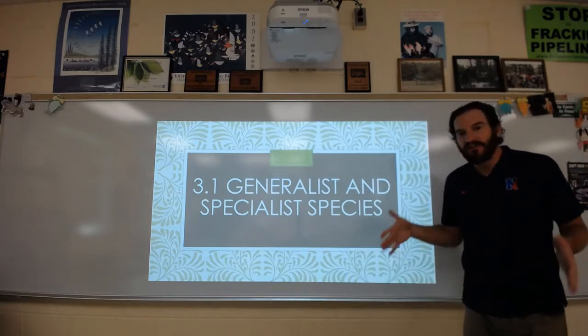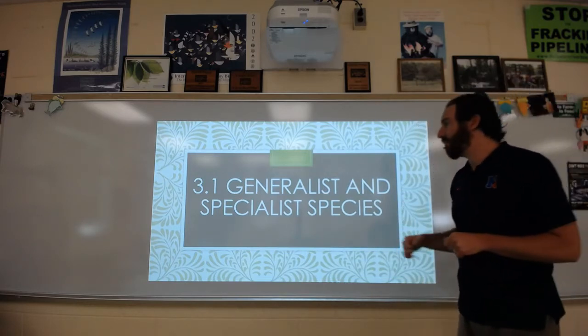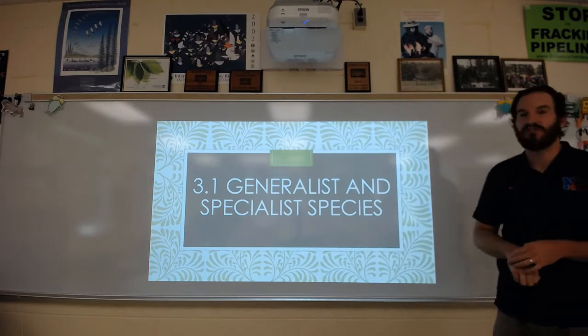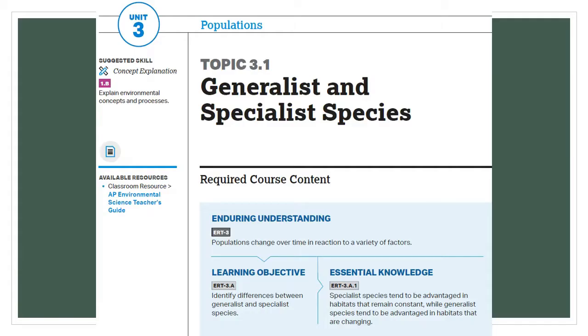We have finally reached the third unit in the AP Environmental Science curriculum. Lesson 3.1 is all about generalist and specialist species. I know I've made reference to these earlier with some previous lessons, but now I'm going to take the entire lesson just to focus on the difference between these two types of species. According to the College Board, we should be able to identify the differences between generalist and specialist species. Identify, not at a that detailed level, which is probably going to be perfectly fine for a quick lesson here.